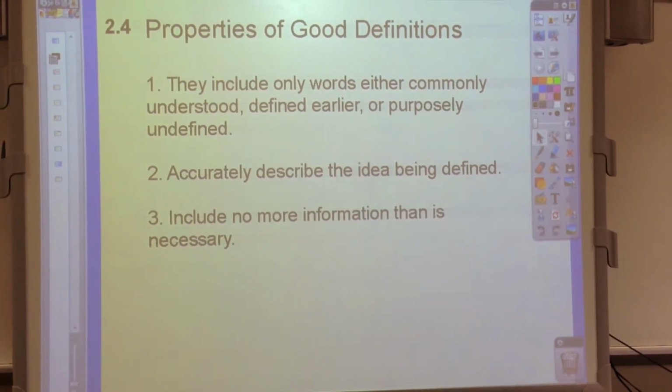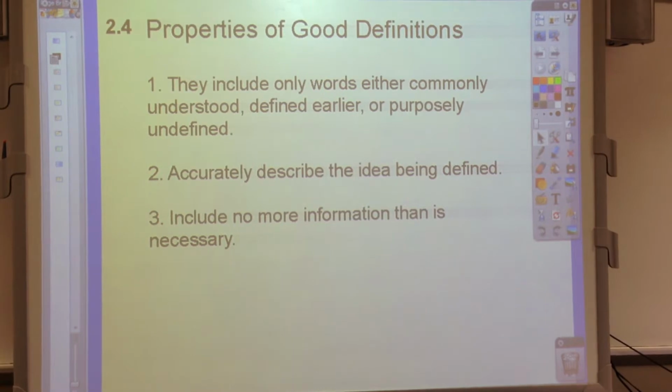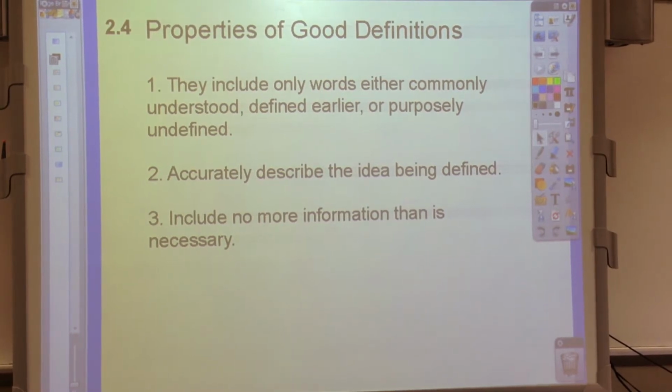We're talking about the properties of good definitions today. Property number 1. Good definitions only include words commonly understood and used, defined earlier, or purposefully undefined. Please remember that in geometry we have a few words that are designated undefined.